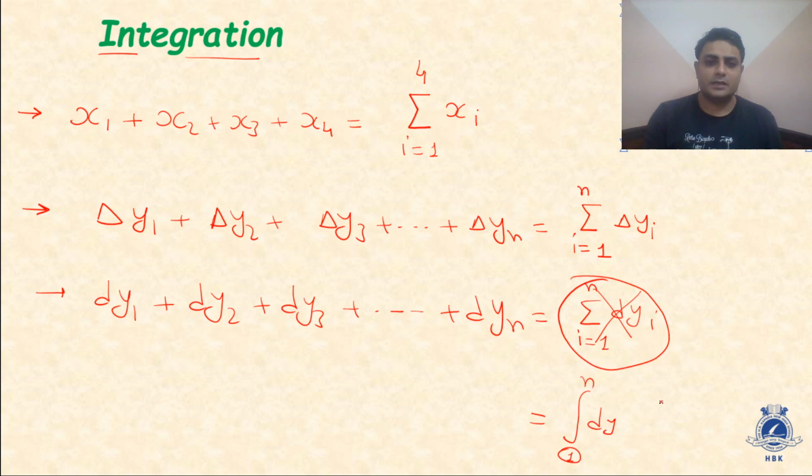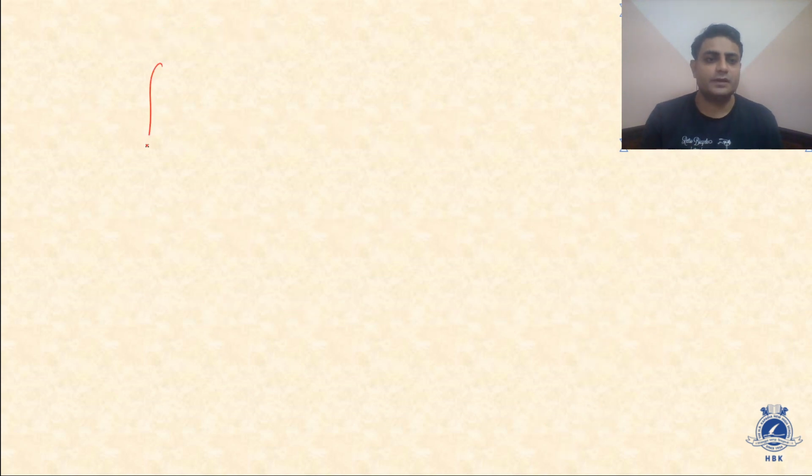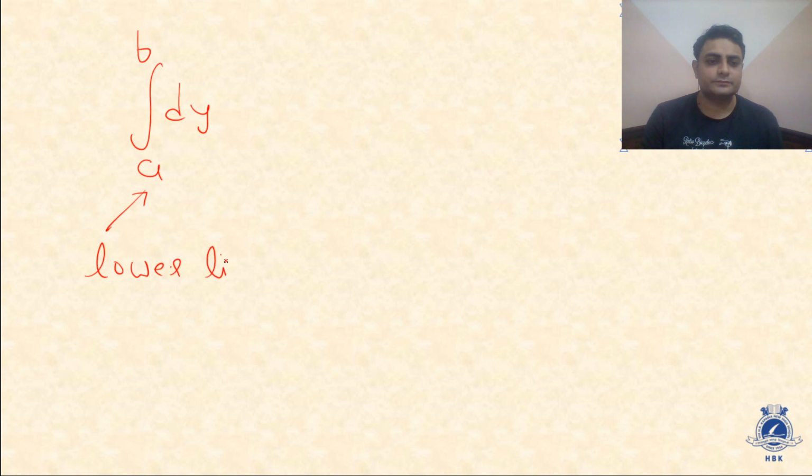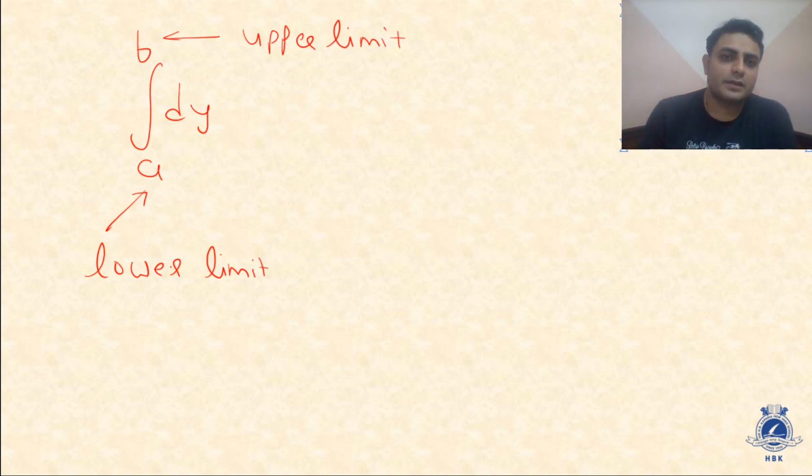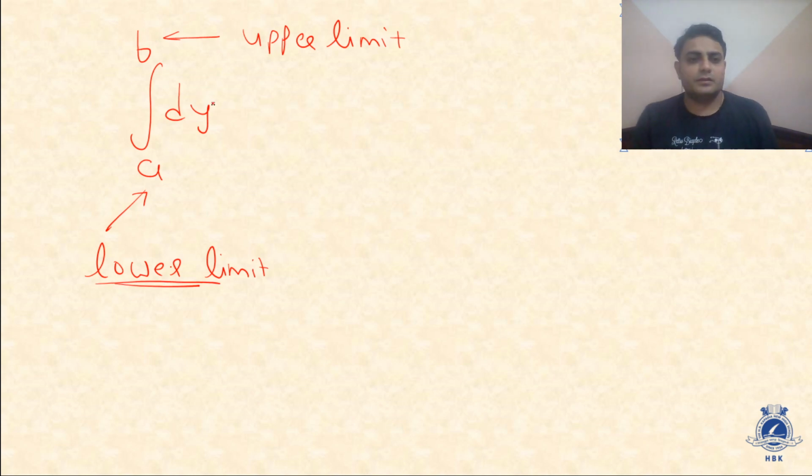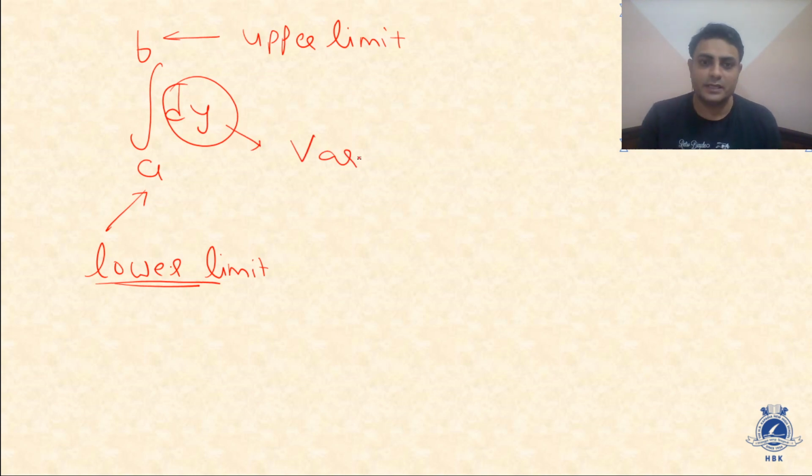Let's see, if it is written like this, integration a to b dy, then a is called the lower limit of integration, and b is called the upper limit. And this is called the variable with respect to which we are taking the integration.